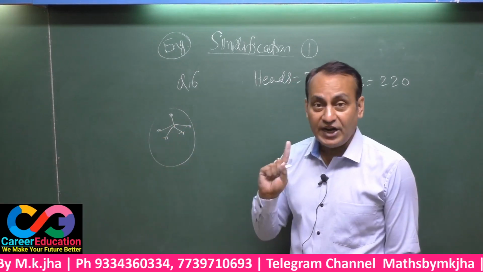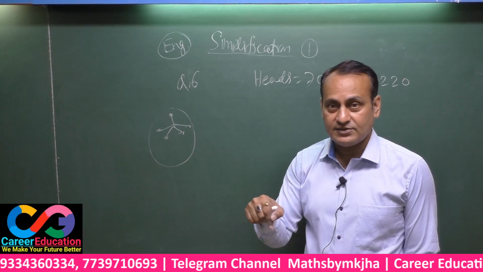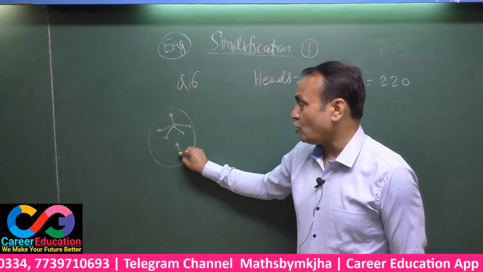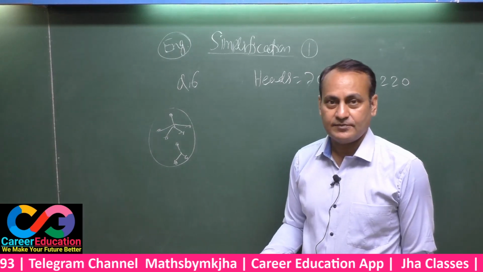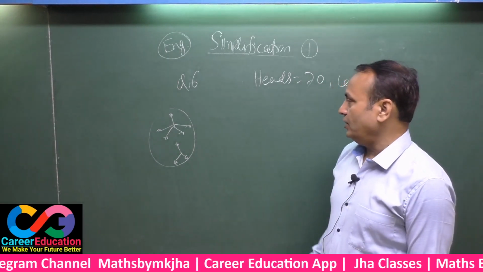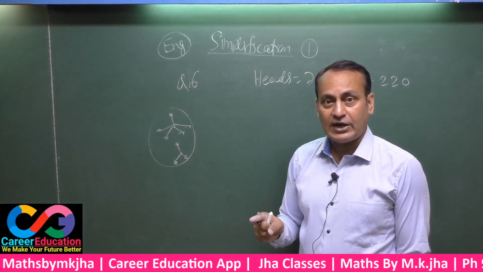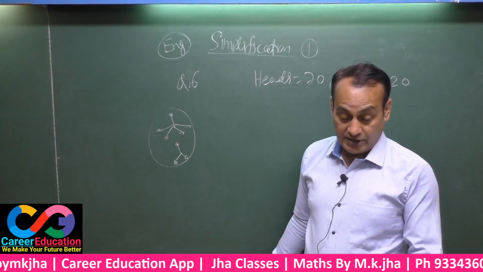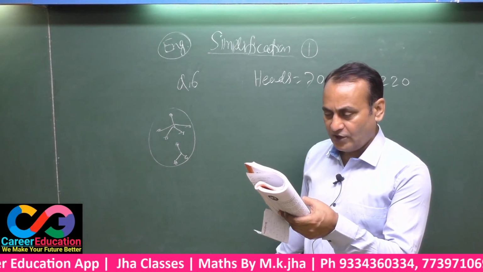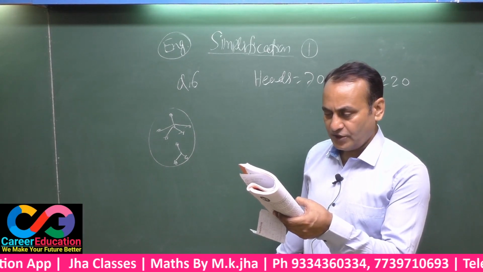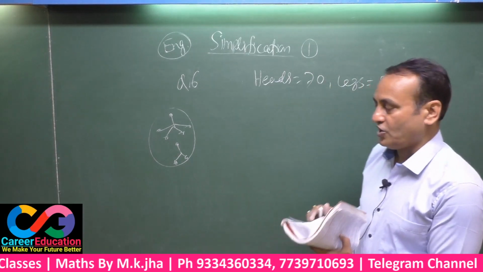A cow has only one head but 4 legs. A cock has only one head but only 2 legs. In a group, heads are counted, that is 70. In the same group, legs are counted, that is 220. And now the question has asked you to find out the number of cocks there.